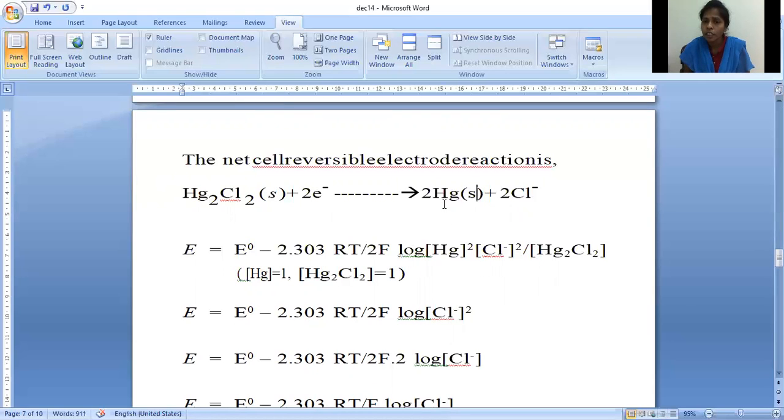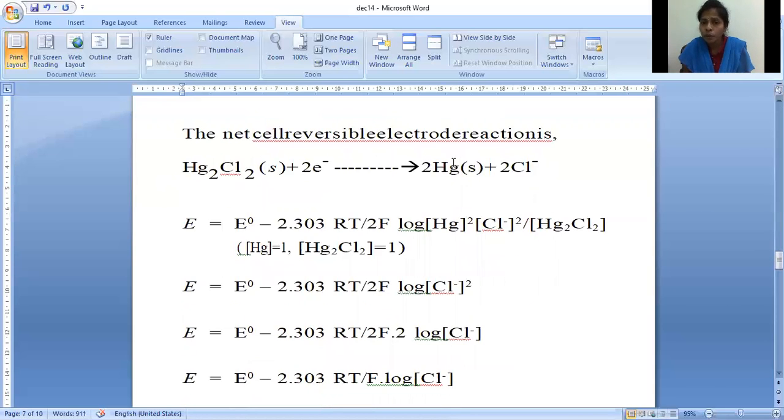So what is product here? Mercury power 2, because number of moles must be on the power. Cl minus power 2 by Hg2Cl2 concentration. But here we know Hg is the solid, Hg2Cl2 is also solid. But we know solid concentration is equals to 1. So that means this concentration is equals to 1. This concentration also equals to 1.